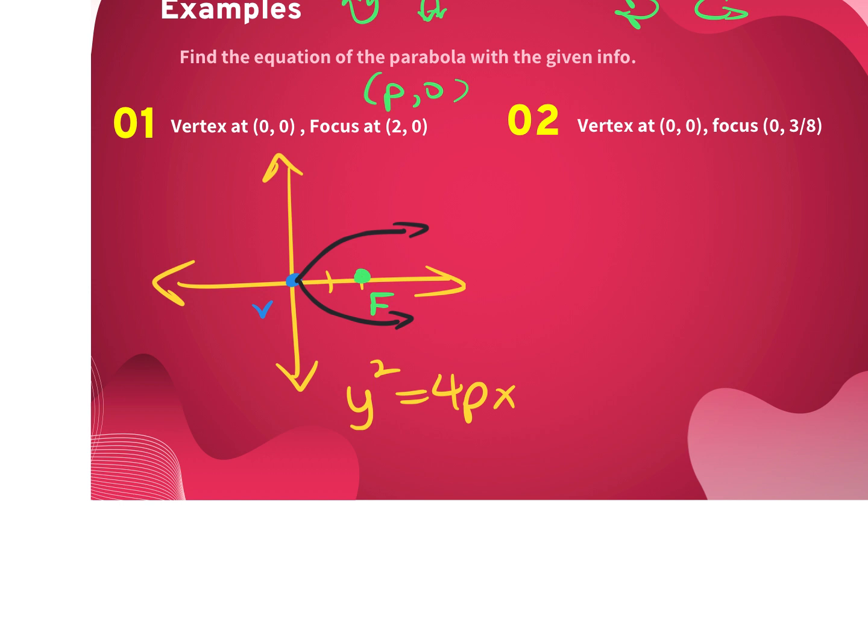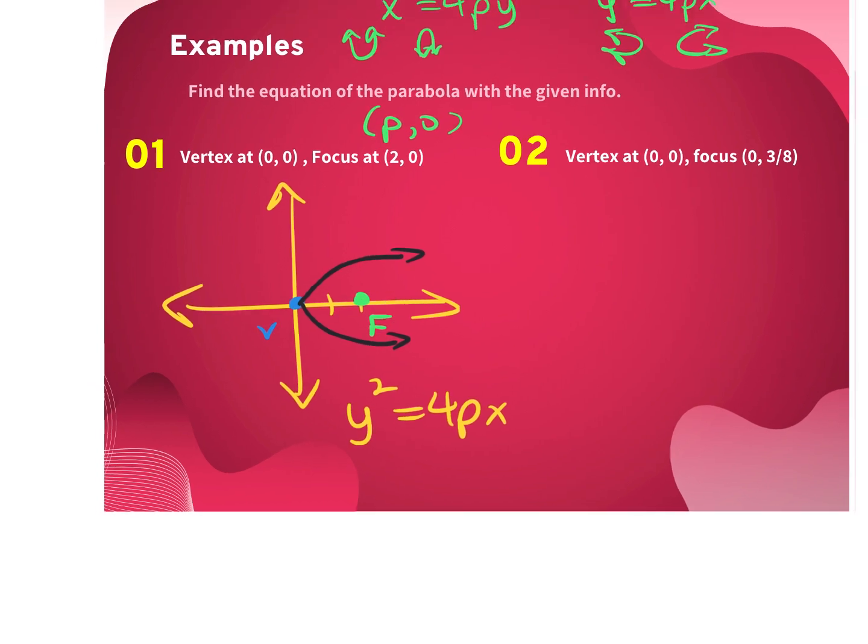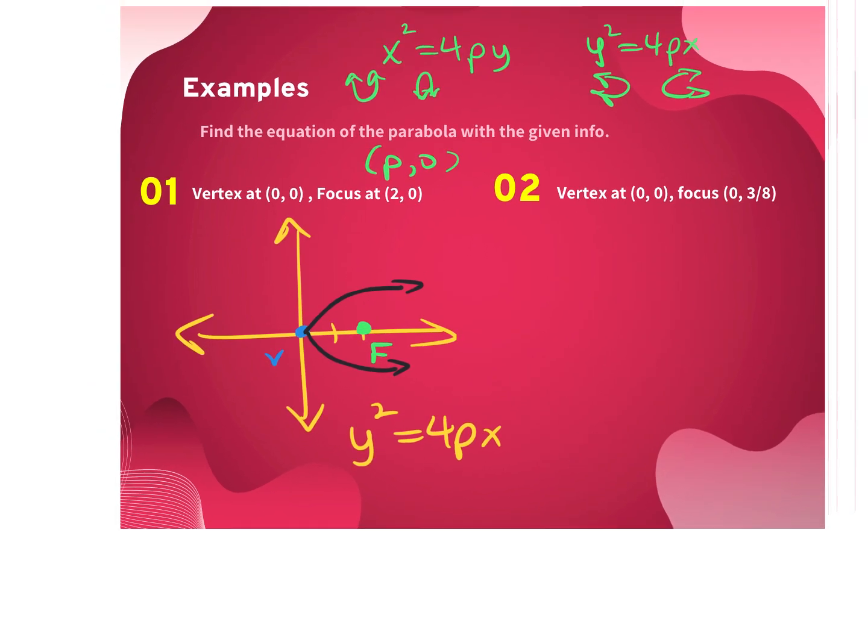So now what I need to do is find my p-value. Now, again, if you memorize that when it opens to the right, the p-value in your focus ordered pair is always in the non-squared variable part. So this is my p-value, p equals 2. Now, if you've graphed it and you can count the spaces, you can also see that your p-value is the distance the focus is from the vertex. And you can see that it's 2 spaces away here. So either way, you can either get it from the focus ordered pair or you can count the spaces.